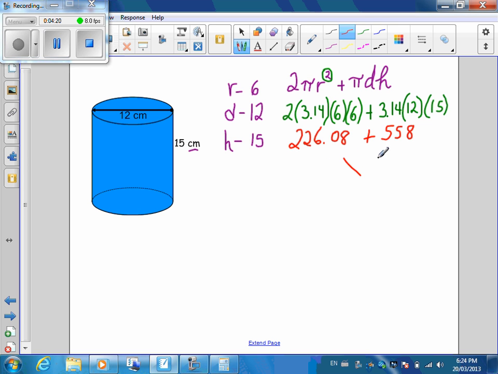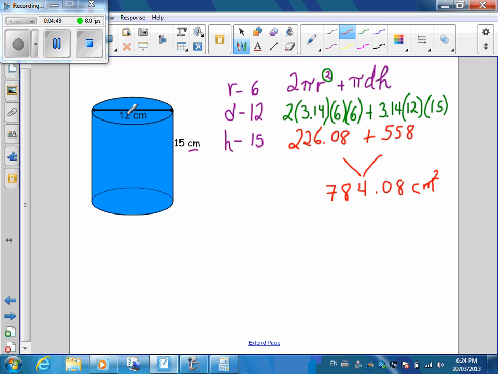Now we're going to add those areas, the wall area and the circle areas, and we'll have 0.08 at the end. 8 and 6 is 14. 1 and 5 is 6, and 2 is 8, and 5 and 2 is 7. It's in centimeters, so it's centimeters squared.